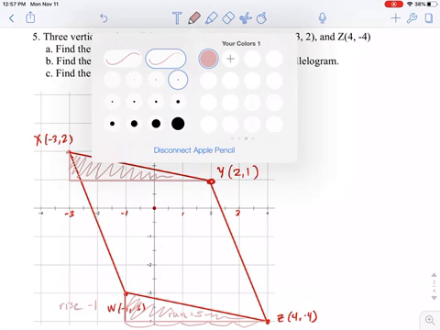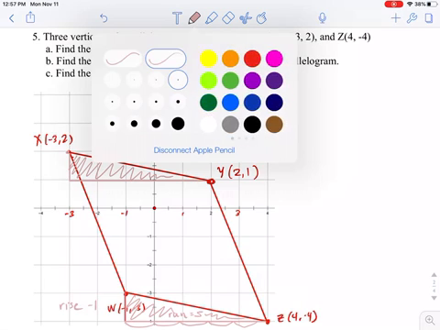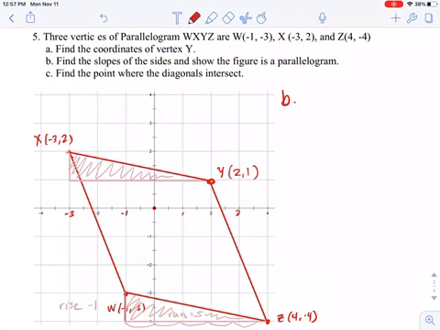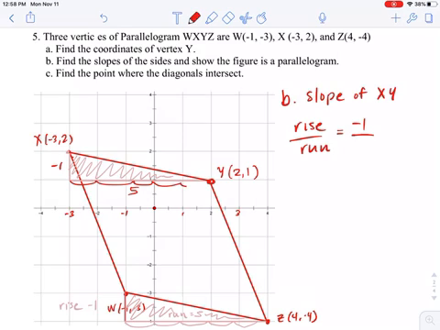The nice thing about doing it that way is it also helps me figure out the next question. The next question is asking me about slopes. So the slope of XY is the rise over the run, but the rise was -1, and the run was 1, 2, 3, 4, 5. So there's my slope of XY. And the slope of WZ was the same.